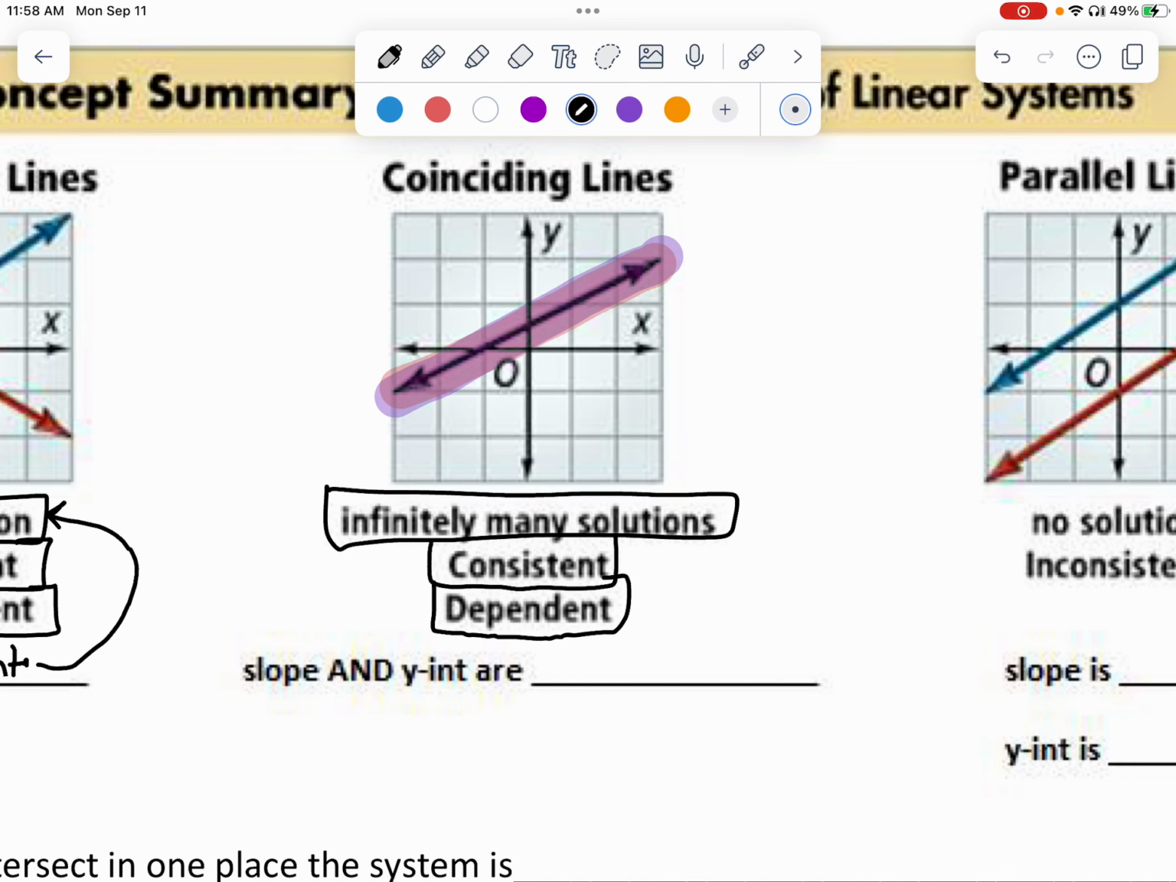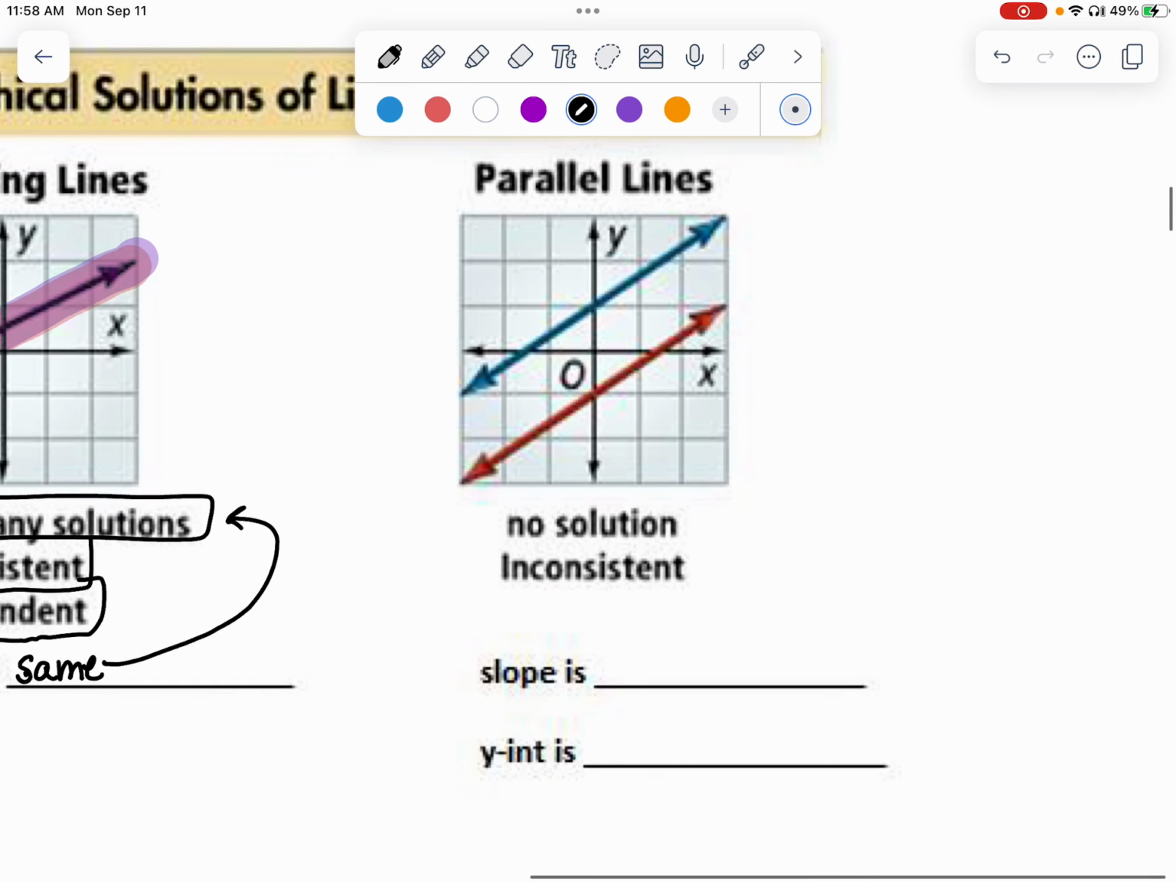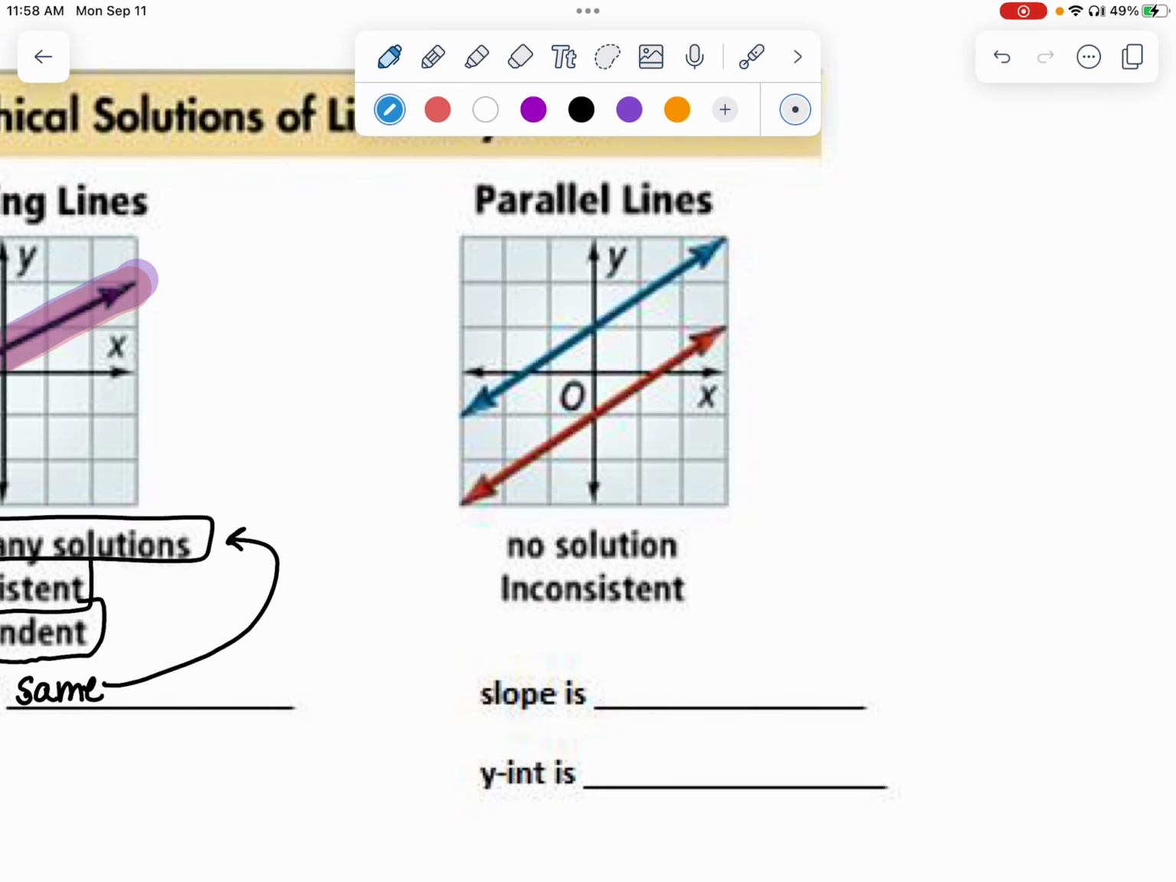The slope and the y-intercept are the same. So if you have the slope and the y-intercept the same, that means there's infinitely many solutions. Well, sometimes you might graph things and you're looking for where they cross. And you have this first line that I just made in blue. I'll highlight it instead. I'll highlight it in purple.